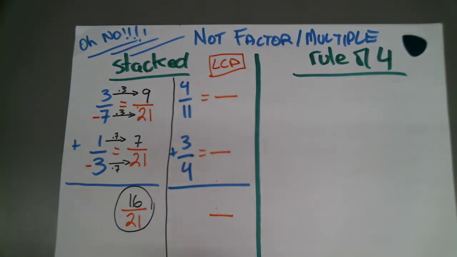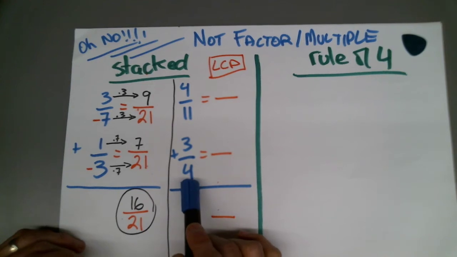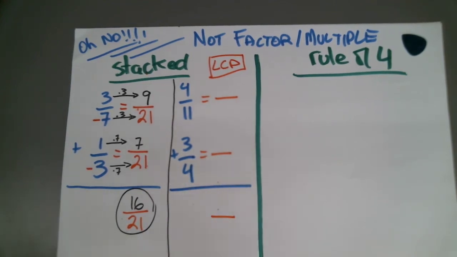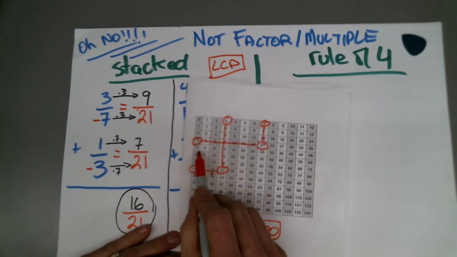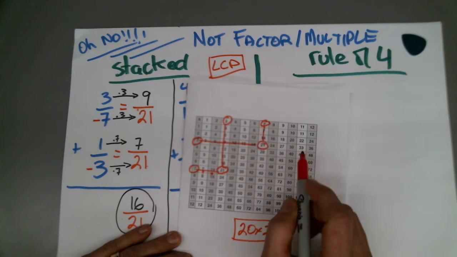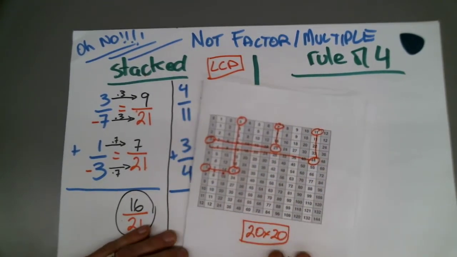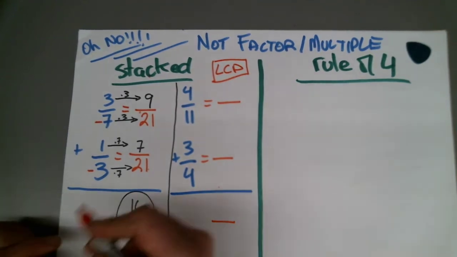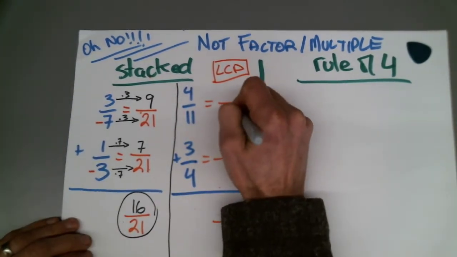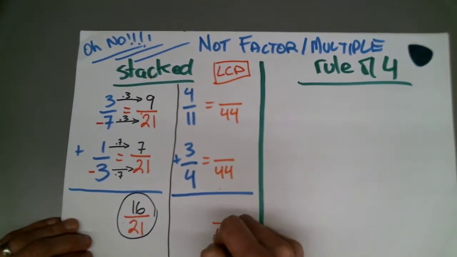Welcome back. We have 4 and 11. The first number where they're going to meet is actually 44. You can use your multiplication table. 4 times 11 gives me 44. So we put 44 in as my denominator.